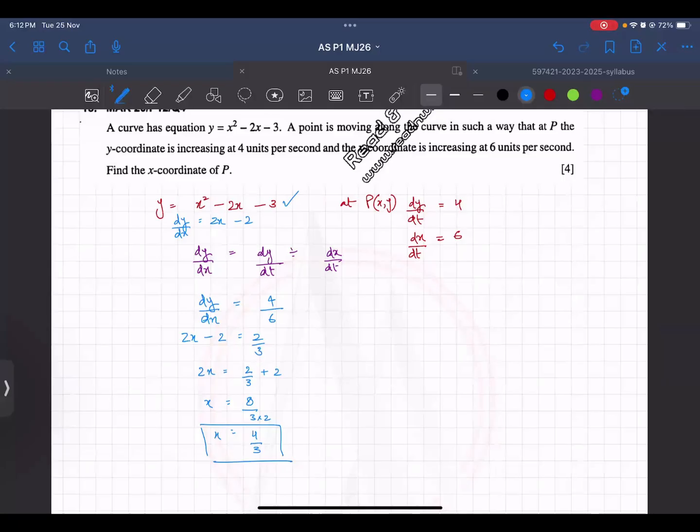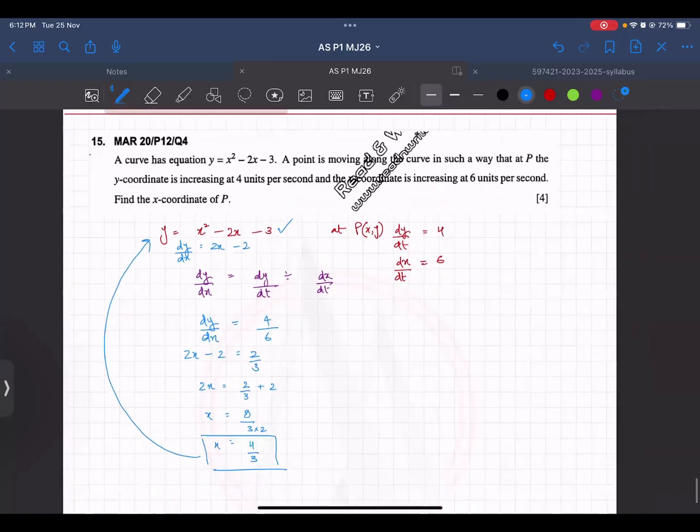If they also want the y coordinate, then you can simply substitute this value of x in the main original function. You will get the y coordinate as well.